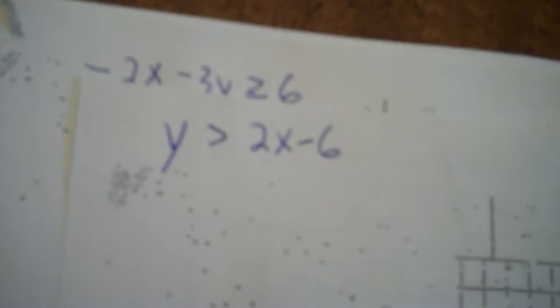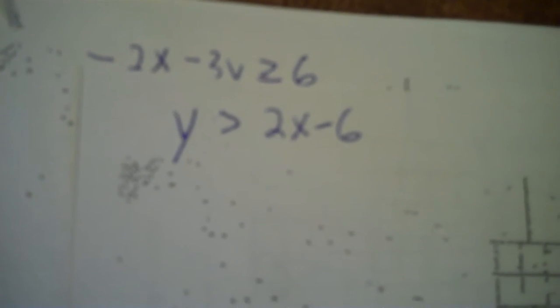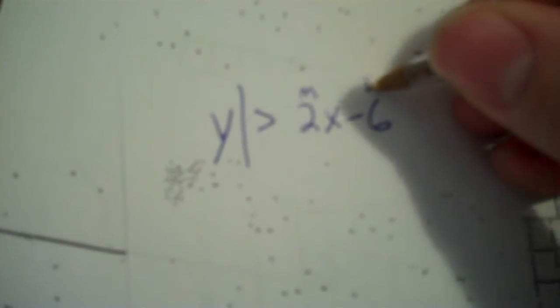Okay, my next problem. y greater than 2x minus 6. So the y is by itself, so you got your m and b. Slope, y-intercept. So the slope is 2 over 1, of course, and minus 6 is your y-intercept. So on the y-axis, you go down 1, 2, 3, 4, 5, 6. And then from there, we go forward 1, up 2.